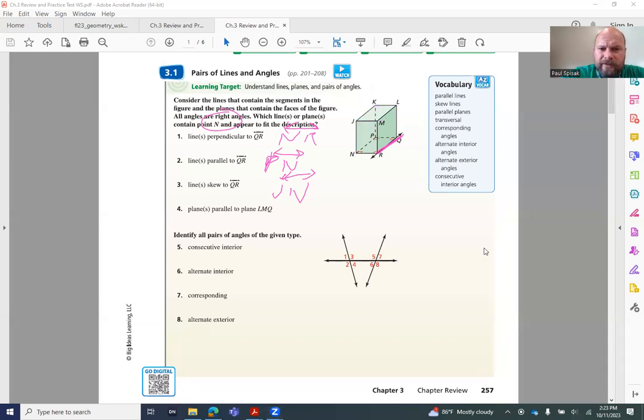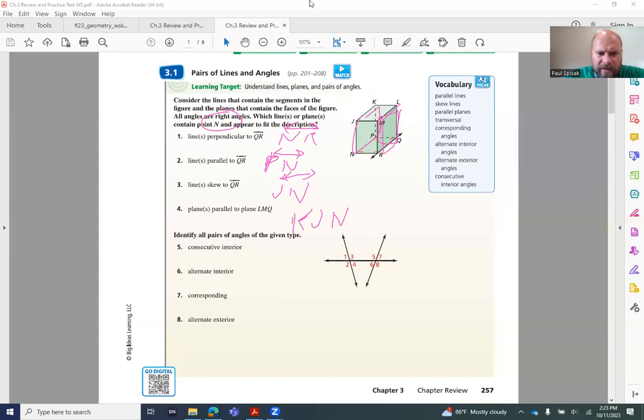Now, the last one, plane parallel to plane LMQ. So for this one, LMQ, LM, and Q are in this plane on this side. So we want the plane that's on the opposite side, which would be parallel to it. So we can use any of those 4 points, either K, J, N, or P. Again, pick 3 of those 4. K, J, N would be one acceptable plane. Again, the letter you could have used instead is P. Doesn't matter the order that you write them in.